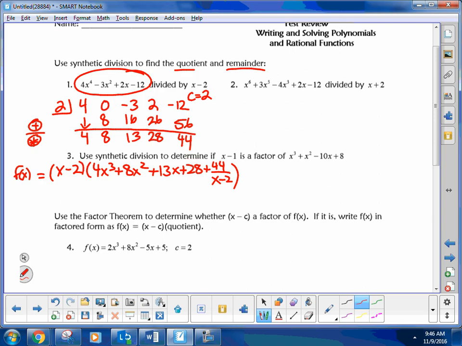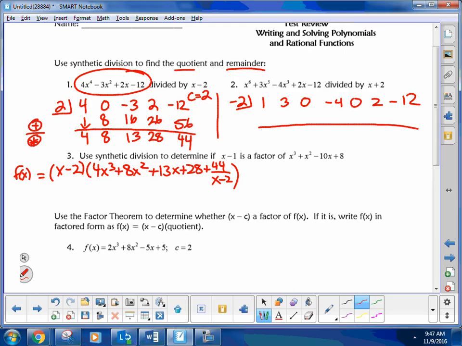The next one is almost the same thing, so I don't think it's very important for me to do it. I'll give you the opportunity to try that on your own. But let me do it anyway; it's going to be a very similar tactic. This time we're going to use negative 2. That's our c value. And we have a couple of missing powers. So we have 1, 3, 0, negative 4, 0, 2, and negative 12.